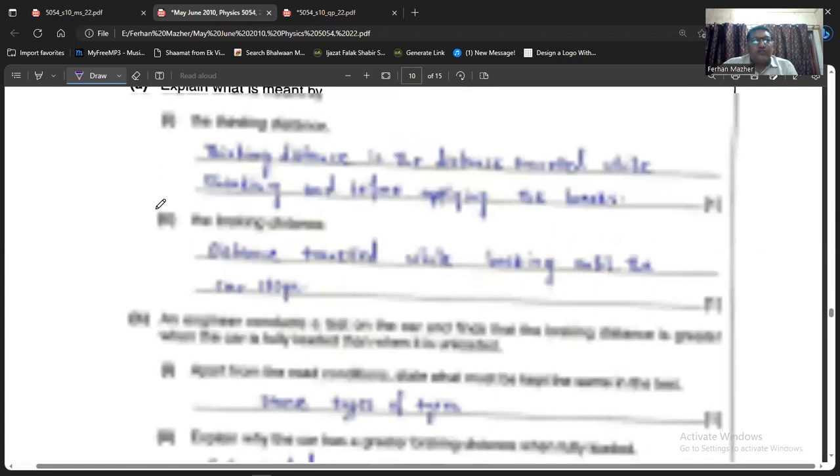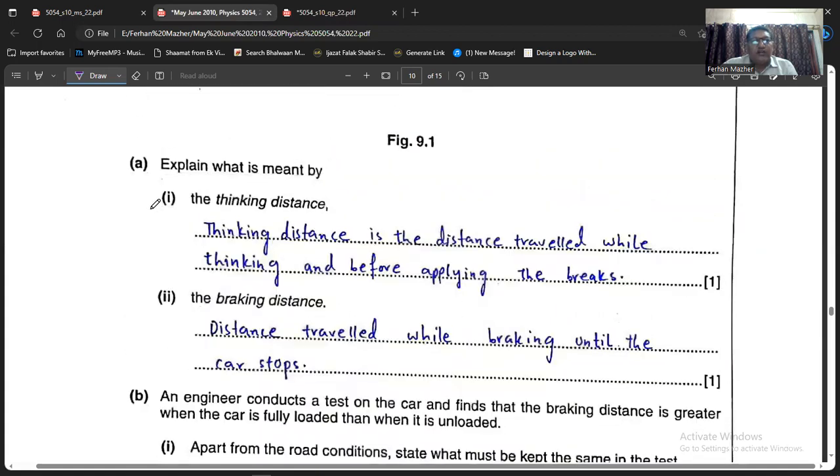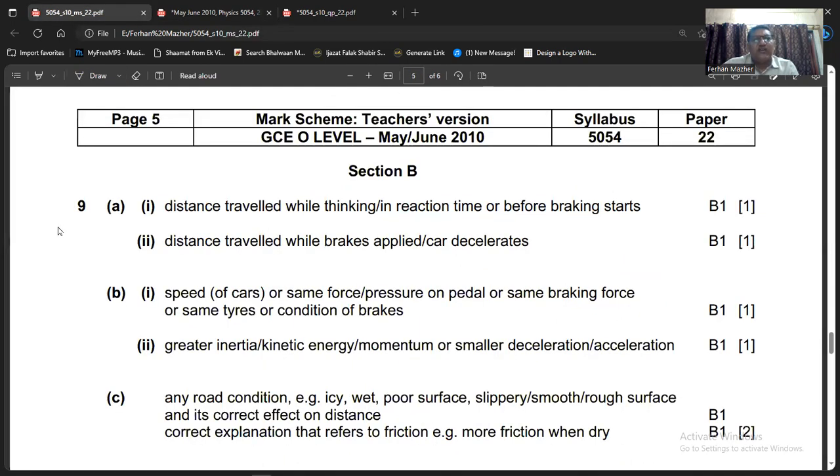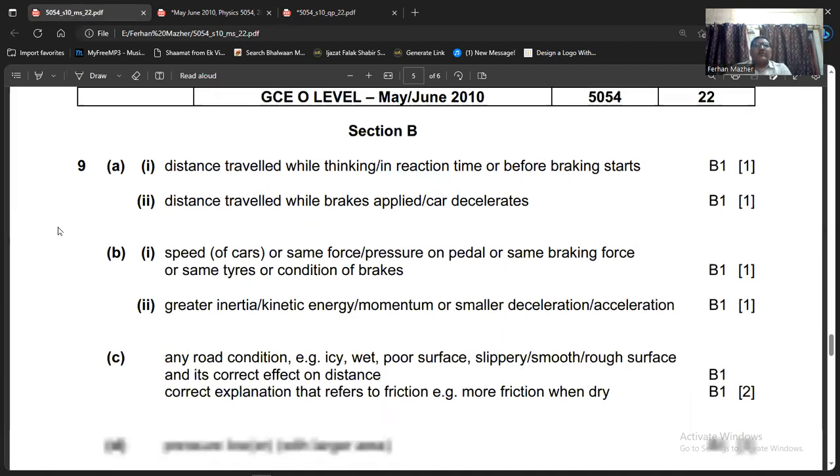So here we go. Thinking distance is the distance traveled while thinking and before applying the brakes. Or you can say the distance traveled in the reaction time before the braking starts.